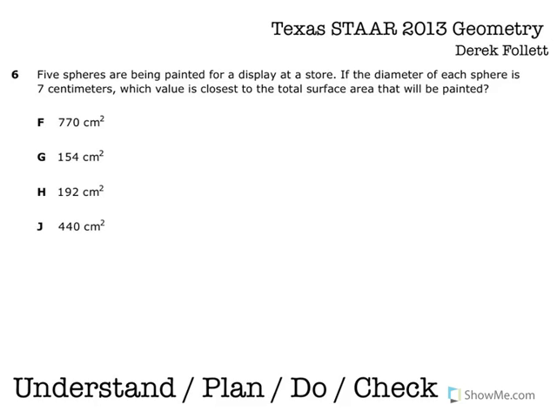Okay, so I've got 5 spheres. That's going to be important. I know the diameter of each sphere is 7 centimeters, so we want to be careful not to confuse that with the radius. And I know that I'm trying to find the total surface area that will be painted. But I don't remember the surface area formula for a sphere, so I could go ahead and look in the formula sheet.